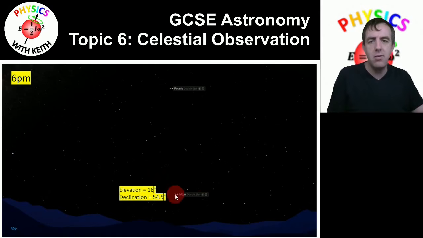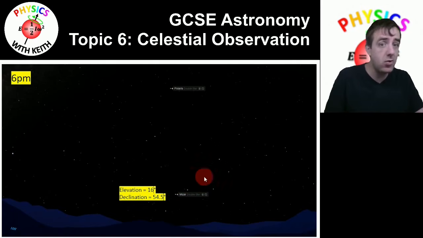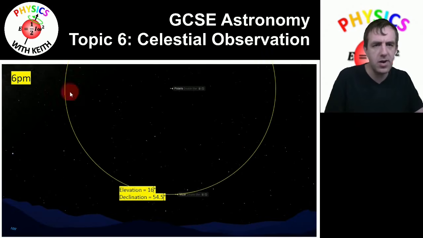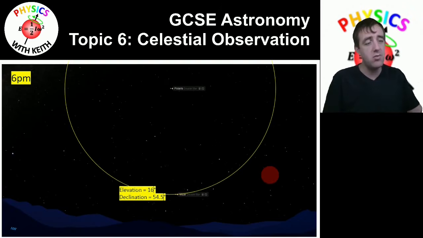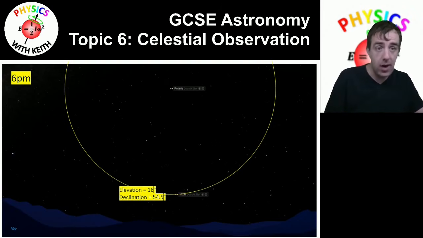Maybe I want Mizar to have an elevation of double this, 32 degrees. There's an elevation of 32 degrees. It'll be up here somewhere. But there's my circle that Mizar will trace around across the course of 23 hours and 56 minutes. I know it moves 15 degrees around that circle for every hour that I wait.